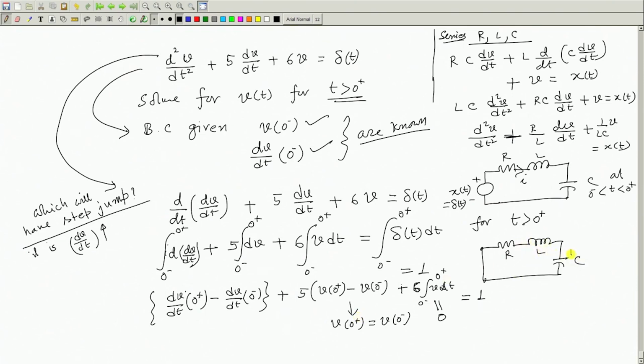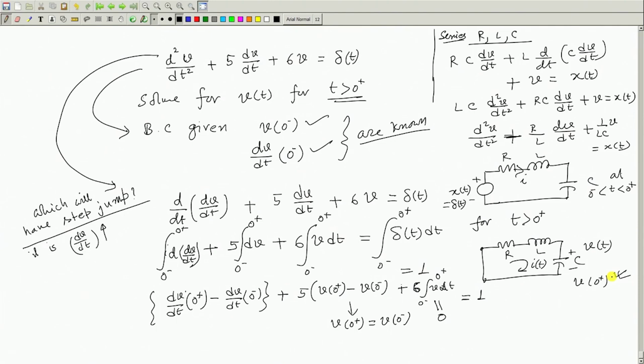I want to solve for this V t, and if I know V t, I can differentiate it to get the current C dV dt. So, this current I t I am interested to solve. It is a second order differential equation with no excitation, maybe the capacitor will have some initial voltage. Do I know the value? Yes, I know V 0 plus. It is the same as V 0 minus. This condition is known.